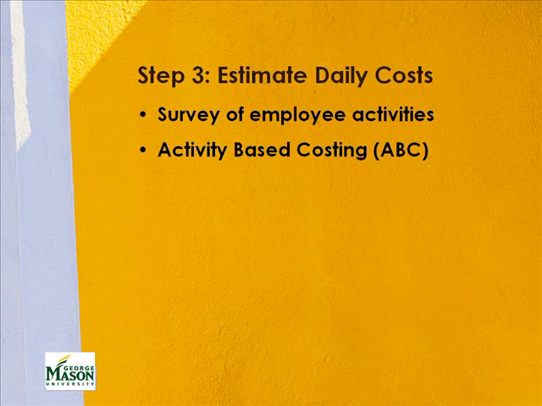Clearly, some personnel will have dual roles, and it's important to ask them the percentage of time they work on different activities. This is typically done by a survey of employee activities. Because of the focus on employee activities, this approach to cost estimation often is called activity-based costing, or ABC.